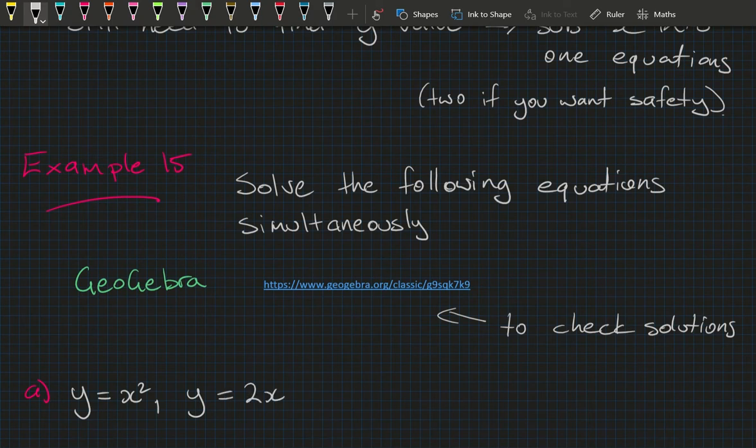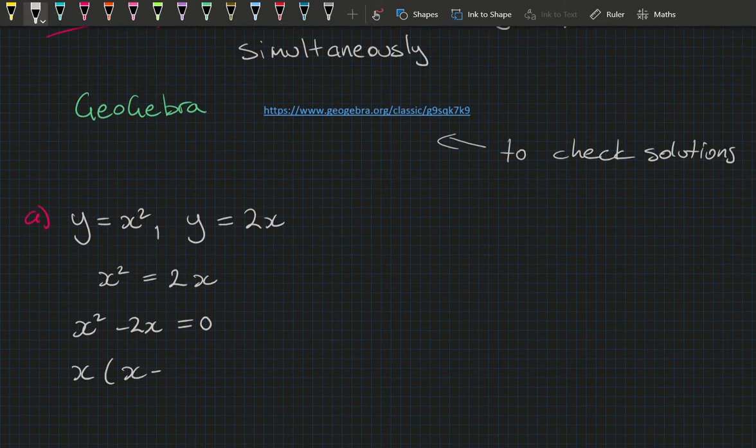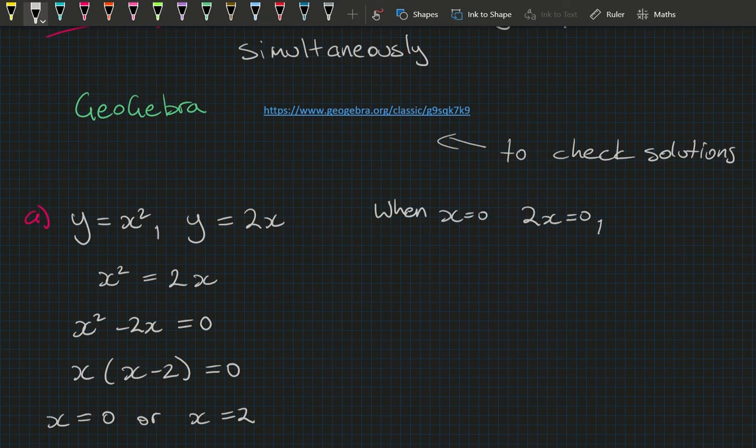So that means if these equations are the same, then x squared is equal to 2x. And subtracting 2x from both sides, we get x squared minus 2x equals 0. And that's pretty simple to factor because I'm just going to take x out as a common factor and have x times x minus 2. And by the null factor law, that's true when x is 0 or x is 2. And now we need the y component of the solution, of course. So when x is 0, 2x is equal to 0 and x squared is 0.